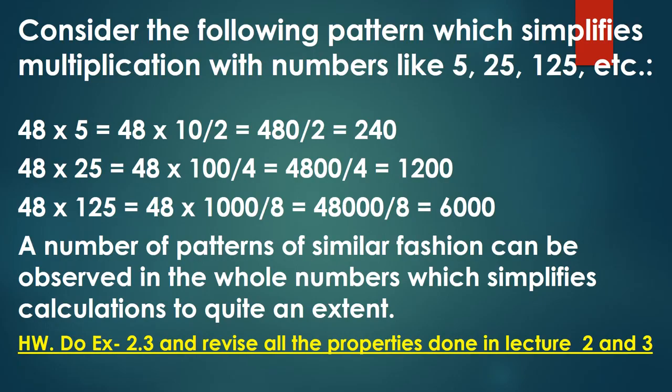Next is 48 multiplied by 125. How do we get 125? 1000 divided by 8. So 48 multiplied by 1000 divided by 8. 48 multiplied by 1000 is 48,000. Divided by 8 is 6000.